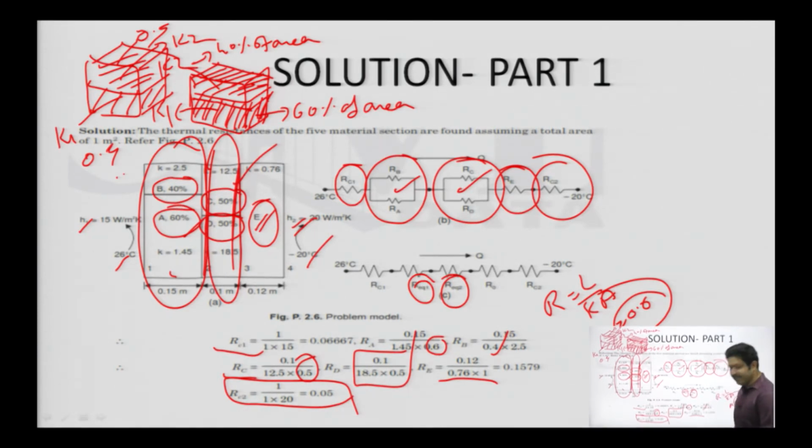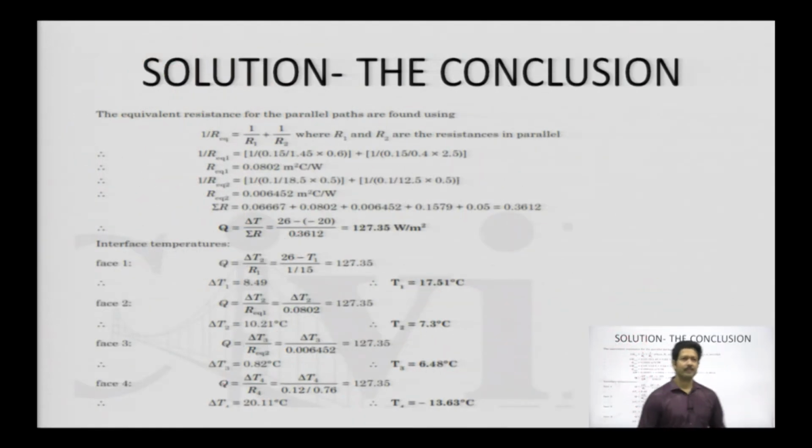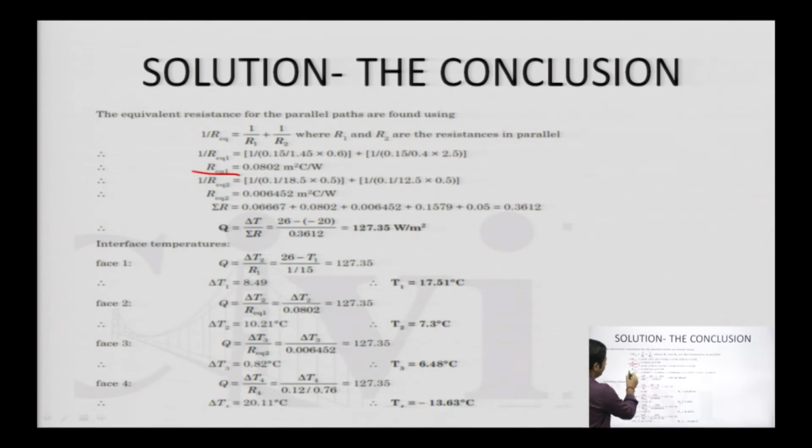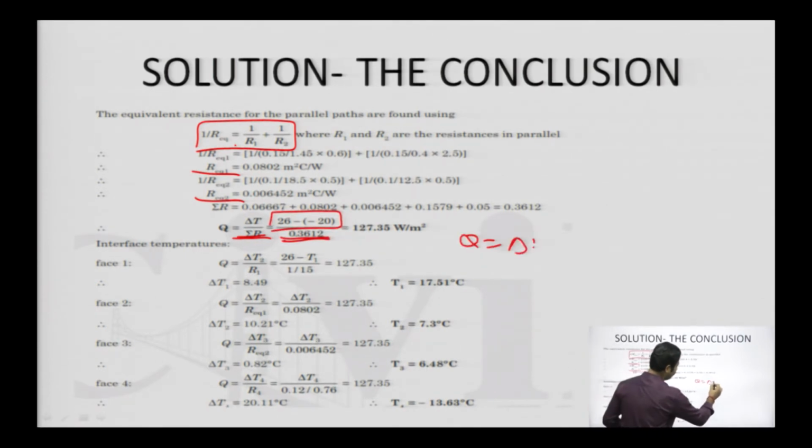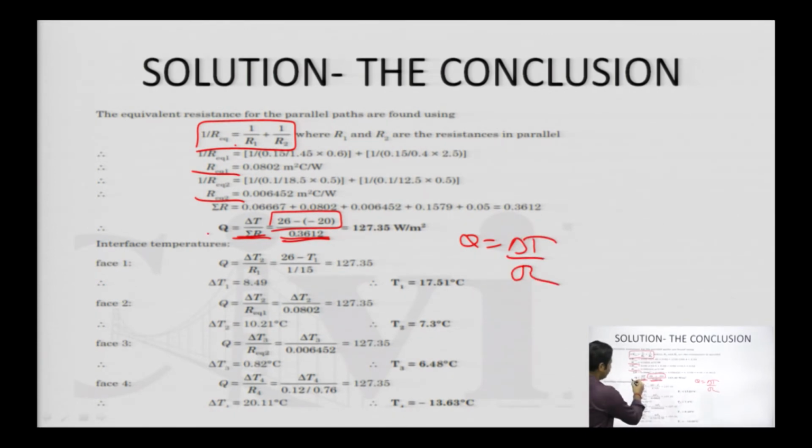If you calculate all these, then you will come to know, this is R equivalent, this is R equivalent 2. So you know how to calculate the parallel resistances. You add up all these, you will get this value. Then you know delta T, I have already explained the formula, that is Q is equal to delta T by R. So you will get the amount of heat transferred here.